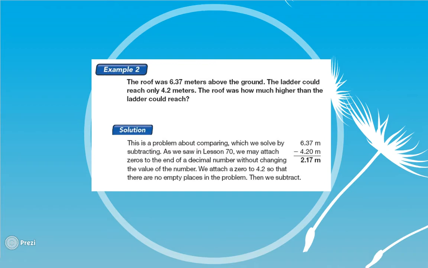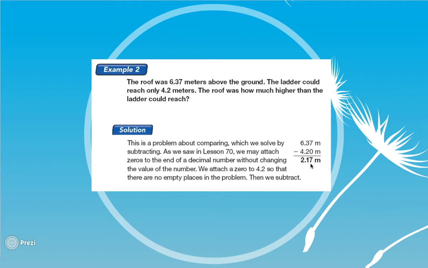Example number 2, the roof was 6.37 meters above the ground, or 6 and 37/100 meters above the ground. The ladder could only reach 4 and 2/10 of a meter. The roof was how much higher than the ladder could reach? So we're going to subtract this, make sure you line everything up. And what we have to remember is that since it's only 4.2, we're going to add in our 0 here, because adding a 0 to a number makes no difference to the number. So we add the 0, and then now we can subtract.